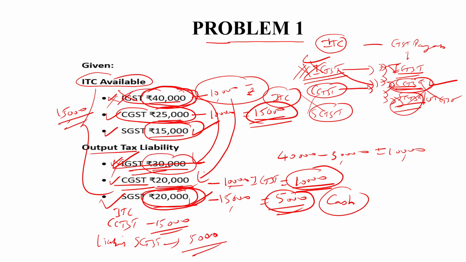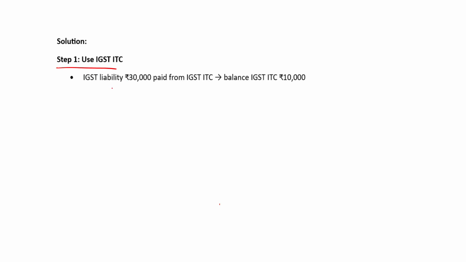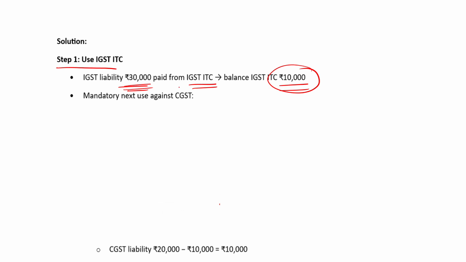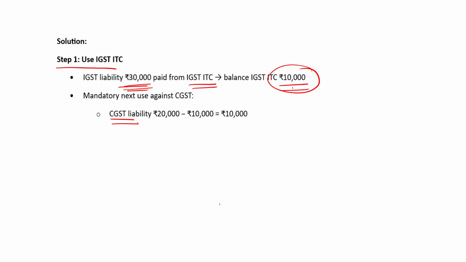Okay, so this is the basic concept of how to solve this problem, but I will show you in a structured manner now. The solution: step 1 is use of IGST. We have used 30,000 paid from IGST and 10,000 is remaining, because 40,000 was there and 30,000 is paid. This 10,000 we have used for CGST, and we have around 10,000 CGST remaining. So our IGST is fully exhausted, as we have discussed.